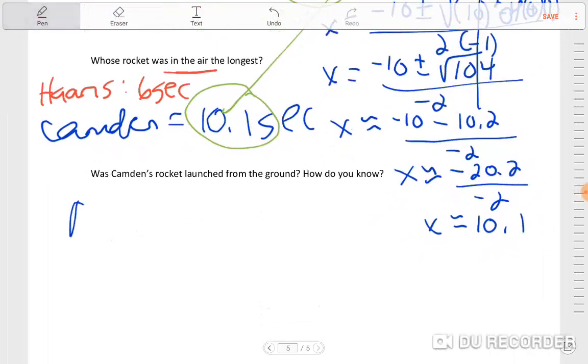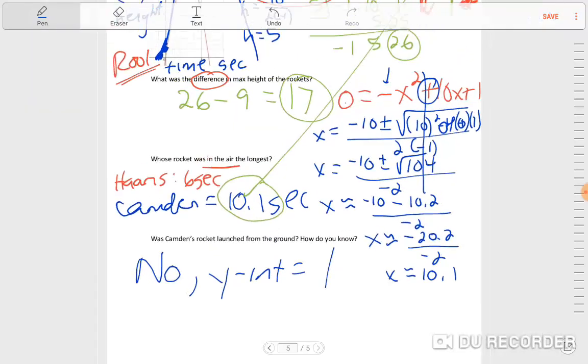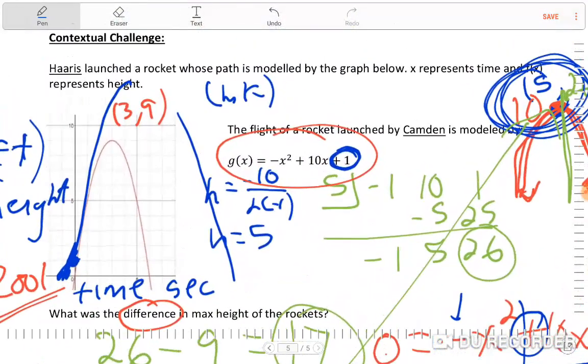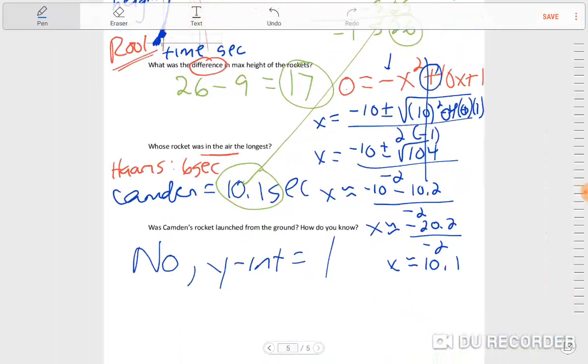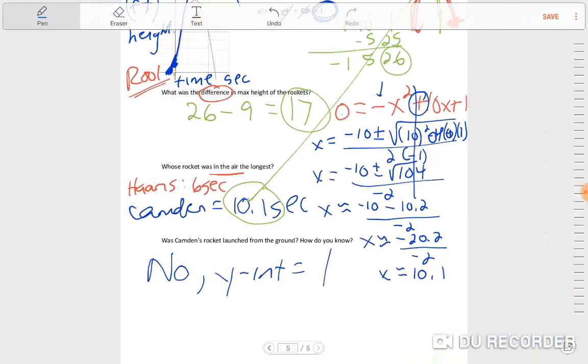So was it launched from the ground? No. And how do we know? Because his y-intercept was equal to 1. If you need an algebraic reason why, if you plug in a 0 for all these x's, those cancel out, but that still leaves you with a 1. Camden would have shot it up from a foot up. It looks like he still would have beaten Harris. If you take away 1 from the height, it would have still been 25 feet. He still would have won, but it does look like he didn't launch it from the ground.